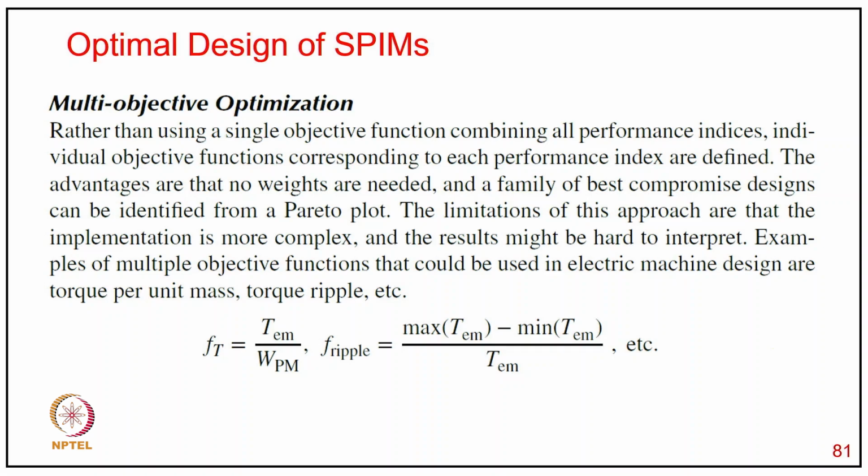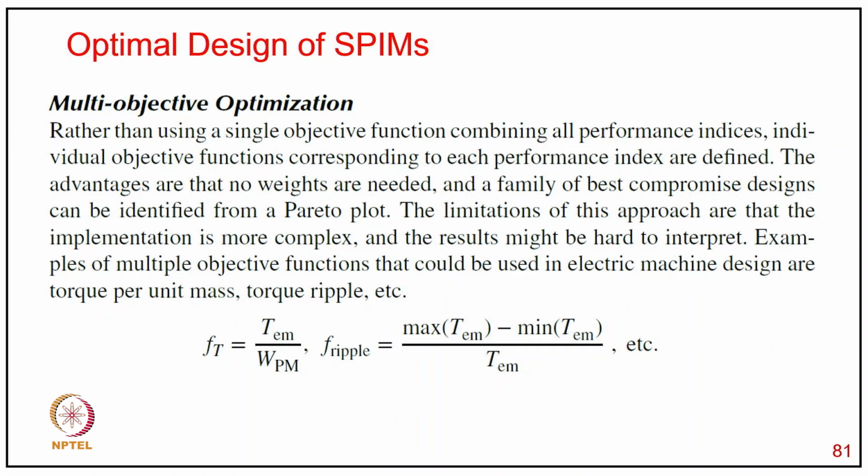So rather than using a single objective function combining all performance indices, an individual objective function corresponding to each performance index is defined. The advantages are that no weights are needed, and a family of the best compromise designs can be identified from a Pareto plot. The limitations of this approach are that the implementation is more complex and the results might be hard to interpret.